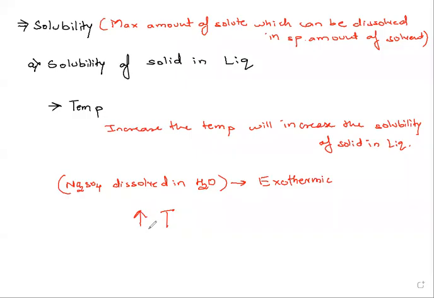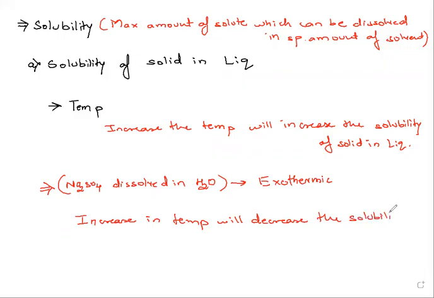So if there is exothermic process, we can say increase in temperature. तो ये मैं थोड़ा रफ कर देता हूँ, ऐसे लिख देता हूँ proper. So we can say in the case of exothermic के केस में increase in temperature will decrease the solubility of solid in liquid.